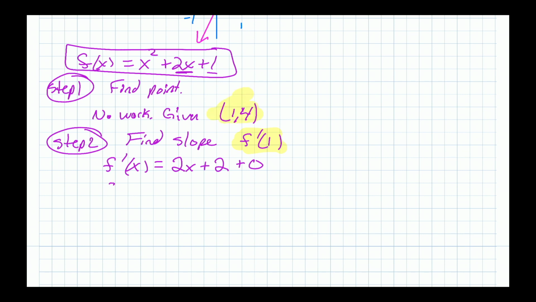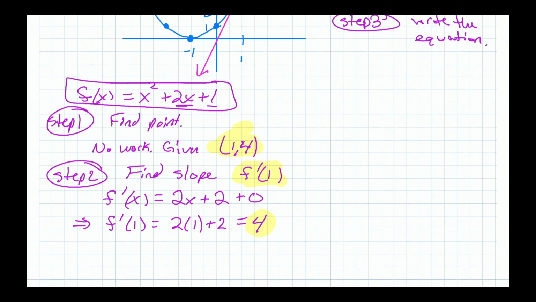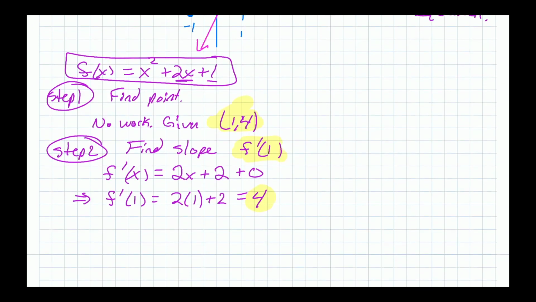So you find f prime of 1. So you plug in the 1, and you get 2 times 1 plus 2, so you get 4. There's your slope. Okay, at this point, so we found this. So at this point, what we've got is a point and a slope. So the point that we're using is 1, 4, and the slope that we're using is 4.